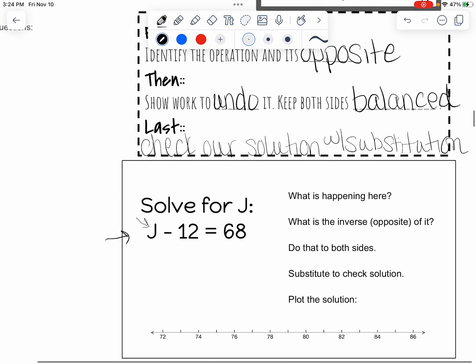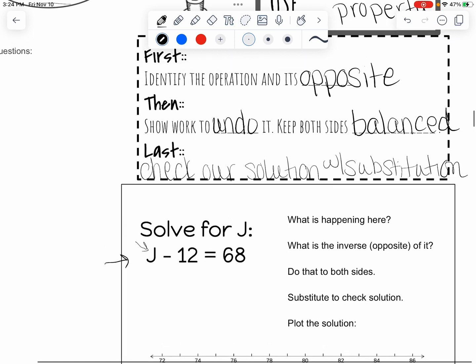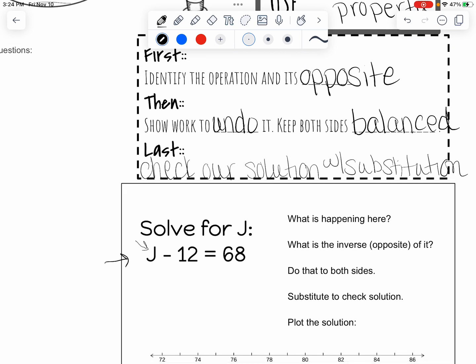Okay, so here we go. We're going to solve for J. First, identify the operation and its opposite. We identify that subtraction is going on, and its opposite is addition. If we're following the property of inverse, we have 12, so we're going to add 12 to undo it. We're going to keep both sides balanced. What I do to one side of the equal sign, I have to do to the other side of the equal sign. So I'm going to have to add 12.